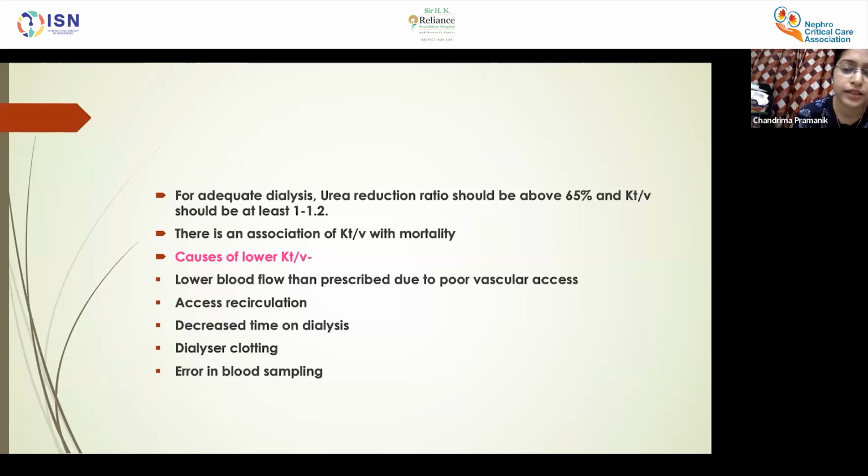There is another thing: even the equation that we use is based on a single pool model. But post dialysis, we have seen that there is often a rise in urea as the urea gets transferred from the intracellular compartment to the extracellular compartment post dialysis. So this may lead to a lower value of KT by V sometimes, and to consider this double pool, we have to consider an equilibrated form of KT by V rather than the specific KT by V.